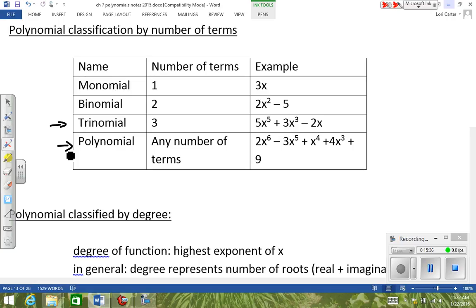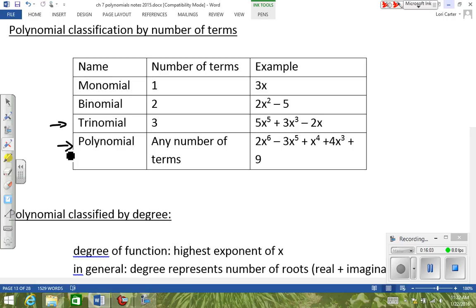Kind of like shoes. You have tennis shoes, you have boots, and flip-flops. Who would wear flip-flops? But anyway, those are 3 types of shoes, right? But they're still all shoes. And there's brands. That's the same here. These are 3 types of polynomials, but they're still all polynomials.